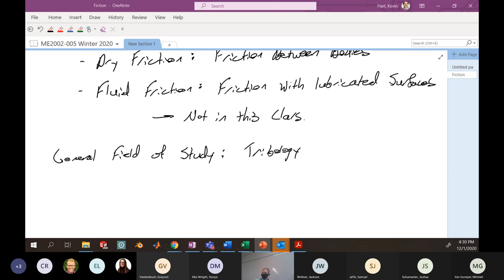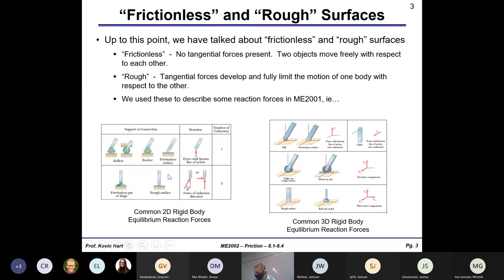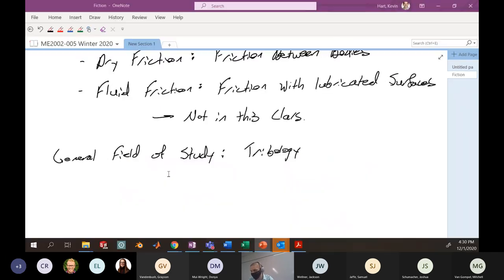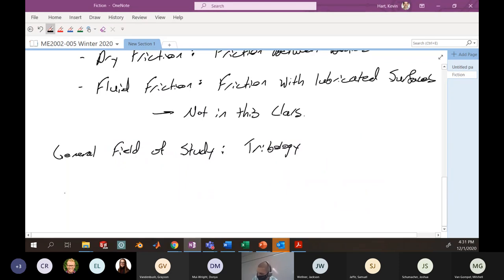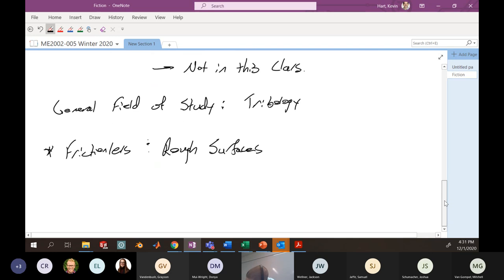Now I'm going to bring up a picture here that you probably should have seen in your statics class. It's a picture that talks about the reaction forces that develop at frictionless or rough surfaces. So I'll bring this slide up here and let's talk about this quickly. You should have seen pictures like this, and maybe it's better if I bring this into the notepad and we'll talk about it directly. So here, let's talk about frictionless and rough surfaces.